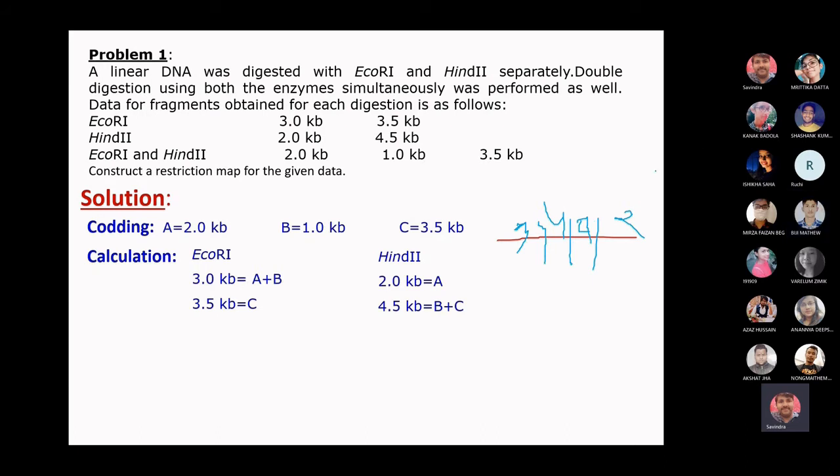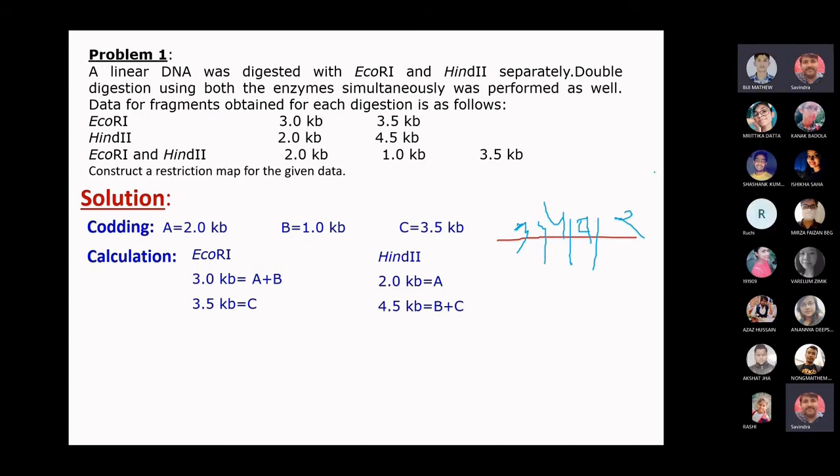3 plus 4 plus 9 cannot give it. If we want 13, is there any way to find 13? 4 and 9 make 13. Is there any other way to find the 13 kb fragment? No.